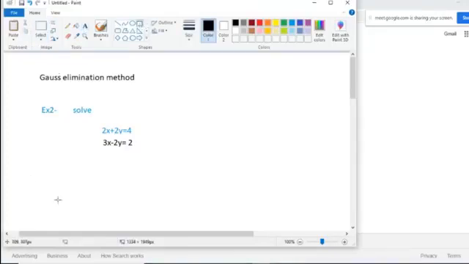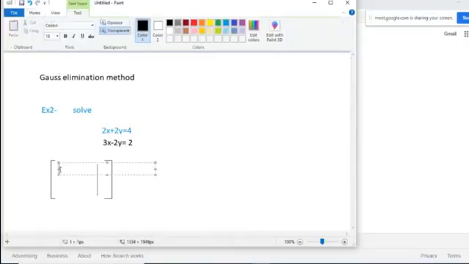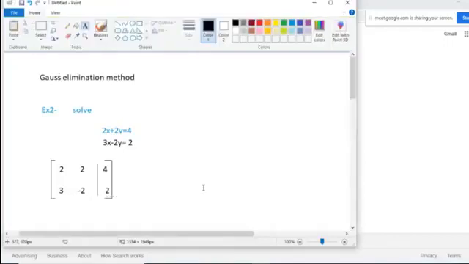The first step, what I'm going to do, I will put those coefficients inside one matrix. Here is the matrix. Can you give me the coefficients? 2, 2, 4 for the first equation, the first line, 2 and 2, and the free number on the right, 4. You're right. The second one: 3 and minus 2, and 2. Then these are the 2 equations.